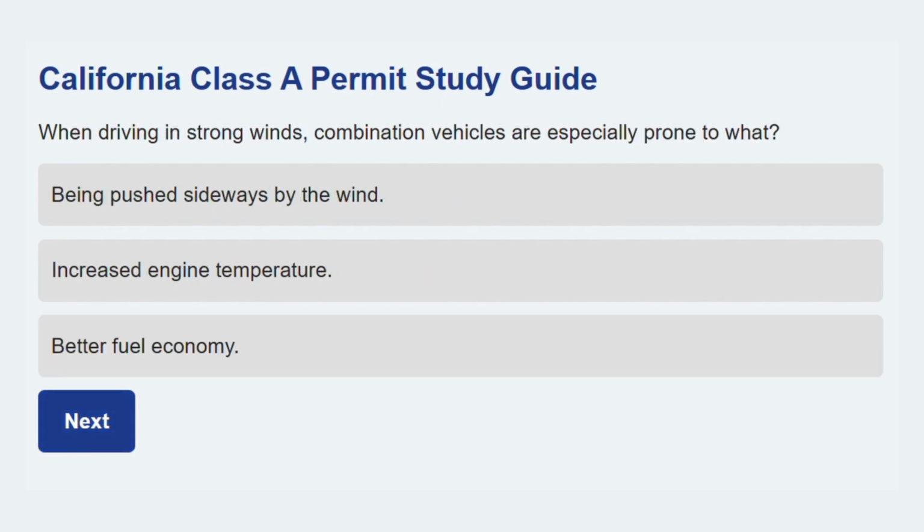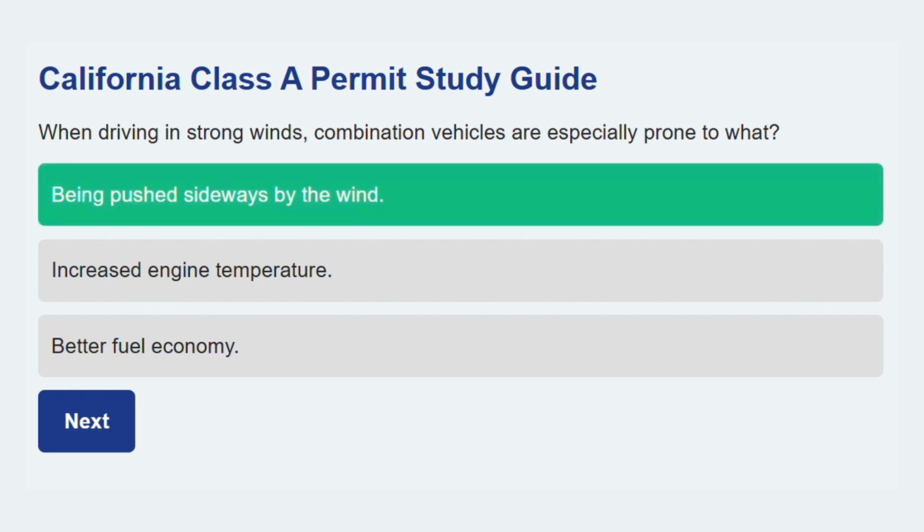When driving in strong winds, combination vehicles are especially prone to what? Being pushed sideways by the wind. Their large surface area makes them highly susceptible to strong gusts.